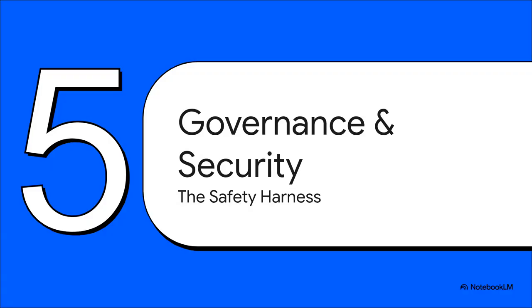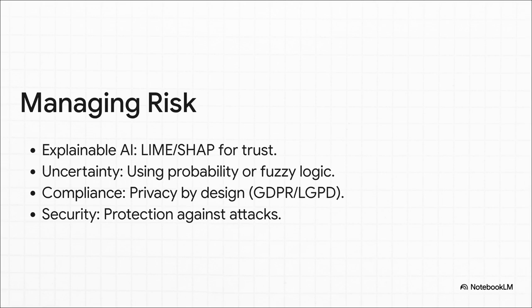Now on to Section 5. With all this autonomous intelligence comes the absolute necessity for a strict safety harness. Obviously, we can't just have systems making decisions out in the wild without serious guardrails in place. To manage the inherent risks of the real world, we have to implement several layers of governance.